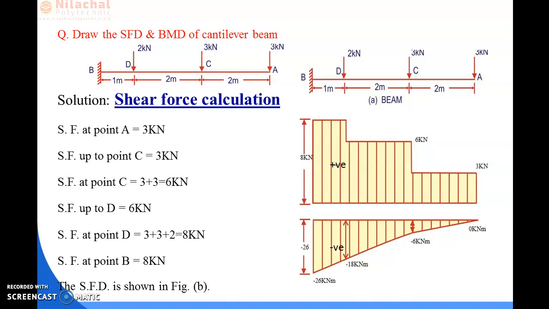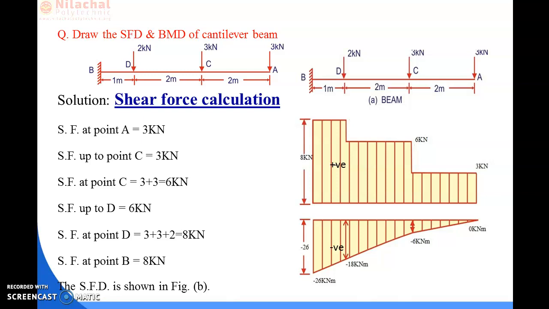So in the last class we discussed the shear force and bending moment calculation of a cantilever beam having a point load and also having a UDL. So today we will discuss some numericals regarding point loads acting on a cantilever beam, solve the problem, calculate the shear force and bending moment, and then we will draw the shear force diagram and bending moment diagram of the beam.